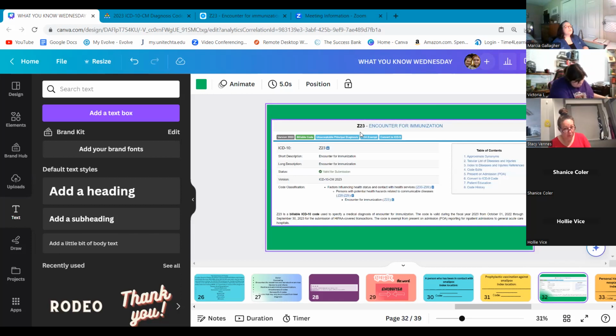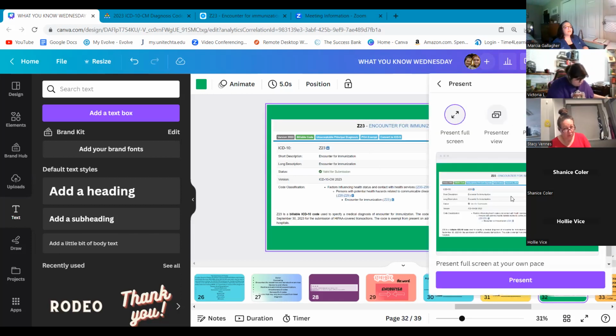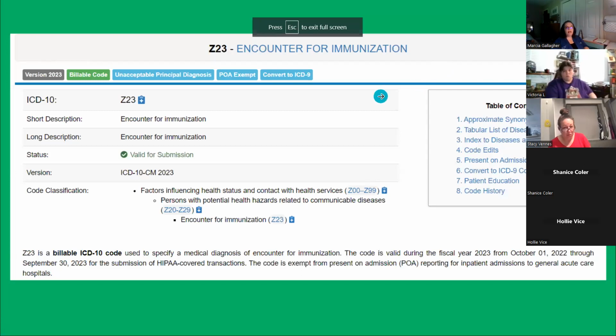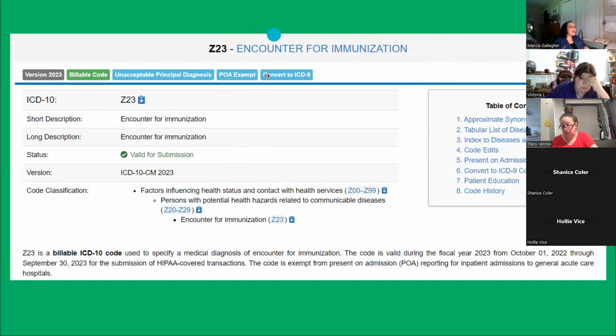And I also used this little fella here. I found this one on the CPC website, and it says ICD-10 code Z23 is a billable code for version 2023, encounter for immunization, and it's valid for submission. I don't know if it has updated after we got our manuals, but according to every bit of research, it's a billable code.